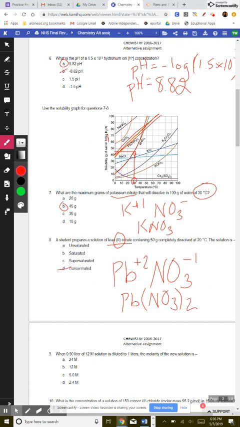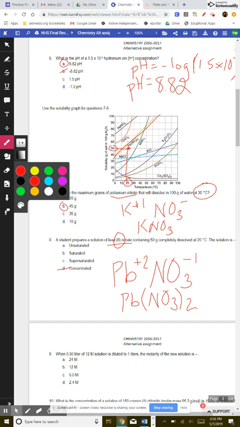So when it says 50 grams completely dissolved at 20 degrees, here's 20 degrees, okay? Actually, let me erase some of this because it's getting a little messy. Here, let's erase this graph so we can see better. Okay, so 50 grams, which is here, that dot's here, and 20 degrees Celsius, okay? There's that dot. The line is here.